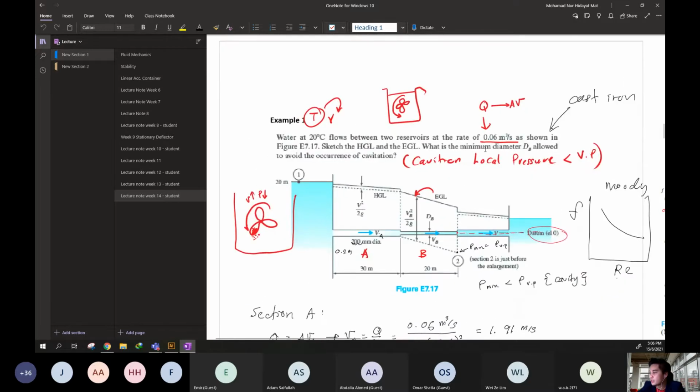From here, the question asks, what's the minimum diameter? Diameter of what? You need to provide it to avoid the occurrence of cavitation. In order to avoid cavitation, the local pressure must be more than the vapor pressure. If this is less than the vapor pressure, cavitation will occur.